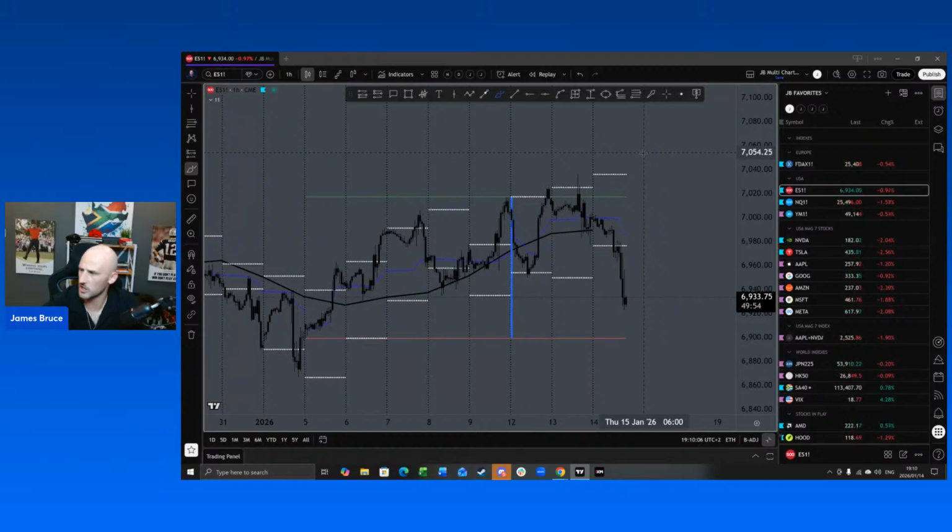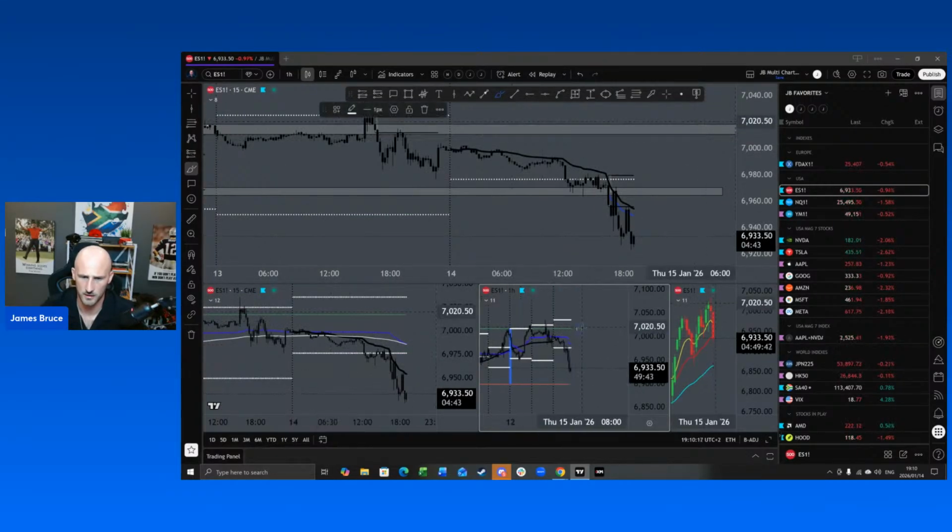Perfect. Any thoughts in the chat? Anyone had any trades? Let me know, we can chat about it. But that was my trades today. One swing trade for a loss, and then one day trade for a win.